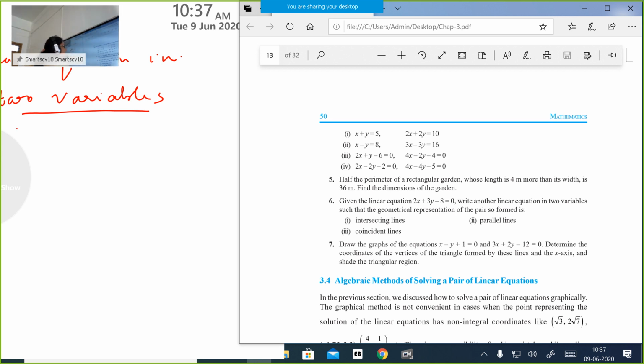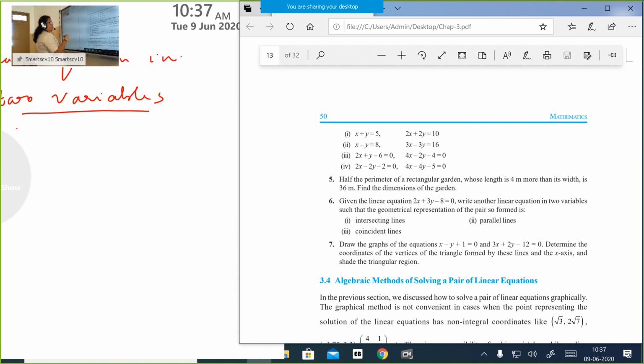Half the perimeter of a rectangular garden whose length is 4 meters more than its width is 36 meters. Find the dimensions of the garden using the graphical method.